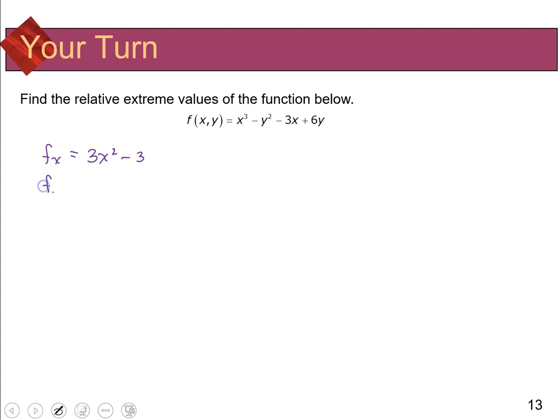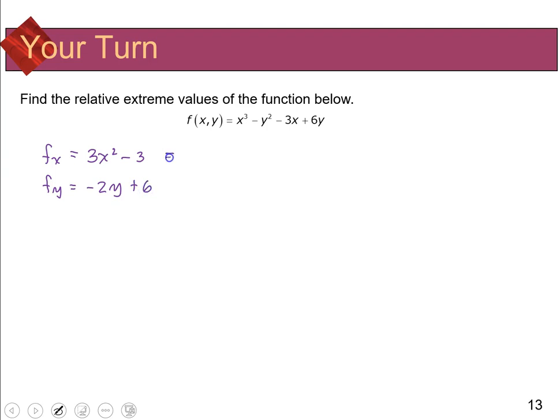Now I'm going to ask you to find the partial derivative with respect to y. So the partial derivative with respect to y is I'm going to have the x cubed acting as a constant in that case, so I'm going to have nothing for that. The minus y squared, its derivative is going to be a negative 2y. The minus 3x is a constant, so that's going to become another 0. And the plus 6y, its derivative is going to be a plus 6.